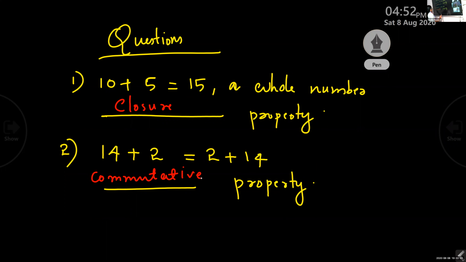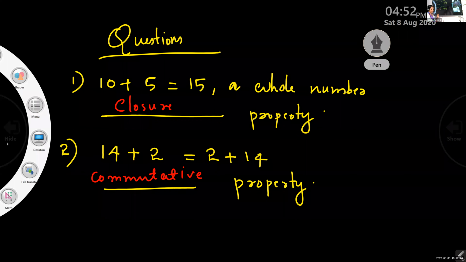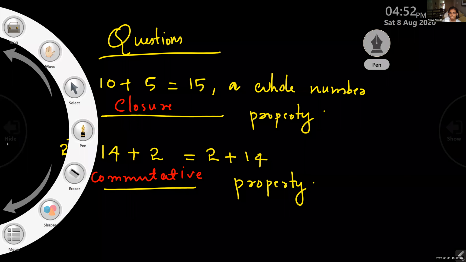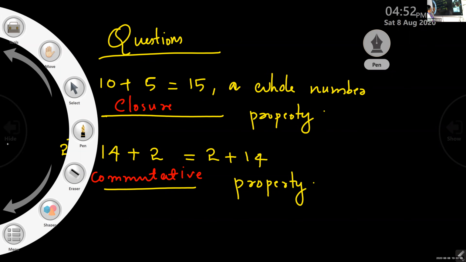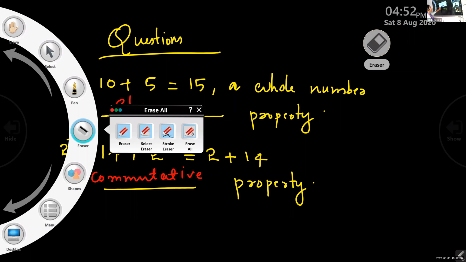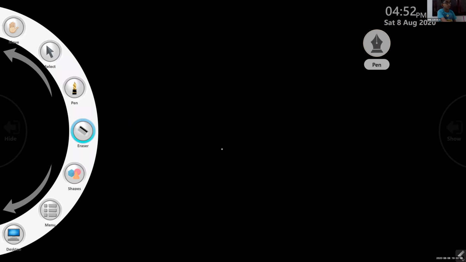Okay, children. So you understood about this? Questions like these will come as fill in the blanks and MCQ questions. You have to identify the property.